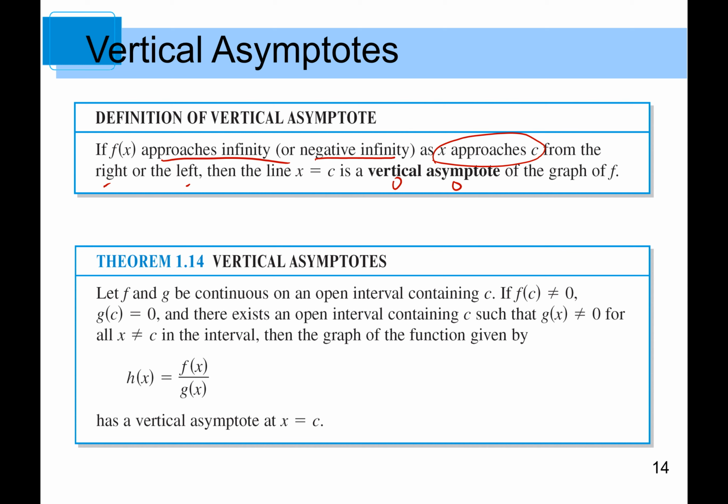Vertical asymptotes: let f and g be continuous on an open interval containing c. If f of c is not equal to 0, g of c is equal to 0, and there exists an open interval containing c such that g of x is not equal to 0 for all x not equal to c in the interval, then the graph of the function given by h of x equals f of x over g of x has a vertical asymptote at x equals c. Right?